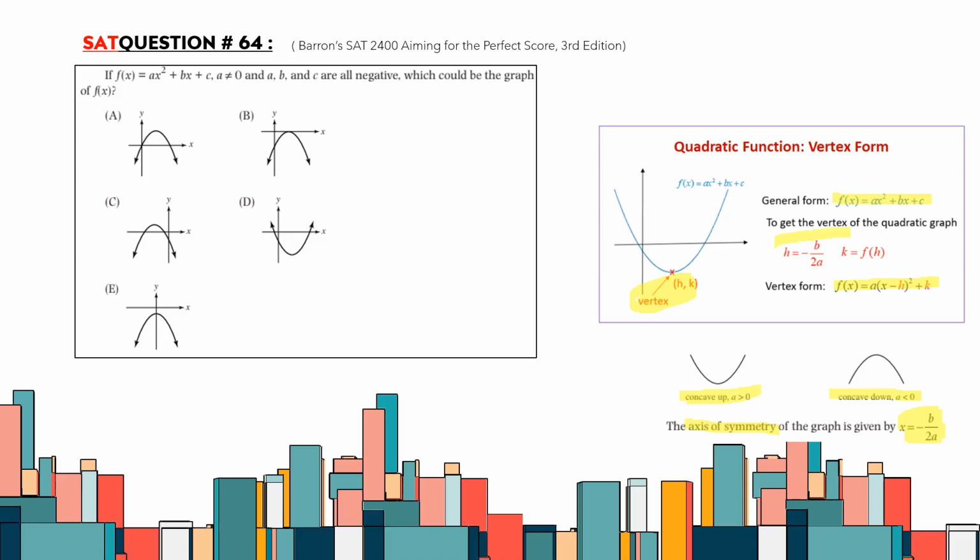So we have to find the axis of symmetry, which is at the same time h, the x coordinate of the vertex. Then we plug h inside of the function to find k, which is the y value of the vertex. Okay, so let's start.